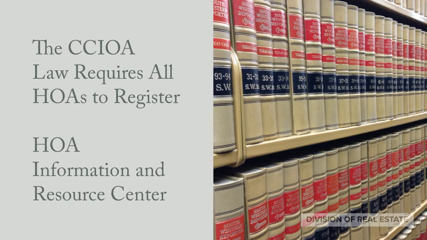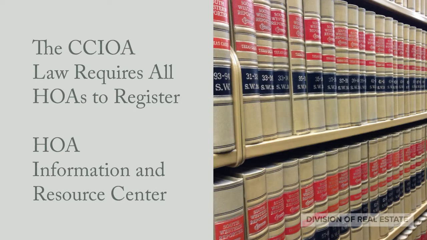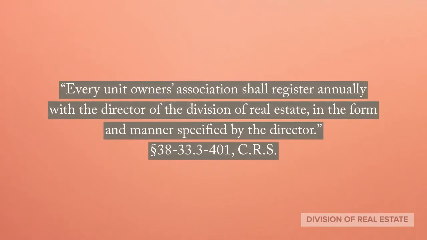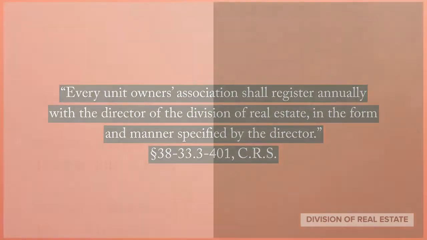Every HOA community must do an initial registration and then renew their registration annually with the HOA Information and Resource Center. This registration requirement is set forth in the Colorado Revised Statutes, Section 38-33.3-401, and it states that every unit owners association shall register annually with the Director of the Division of Real Estate in the form and manner specified by the Director.